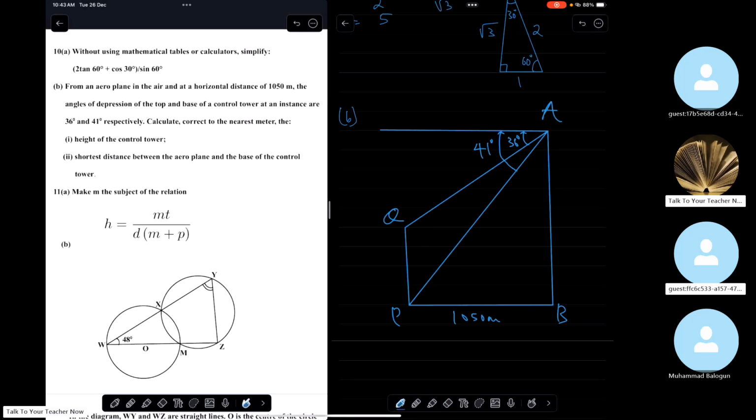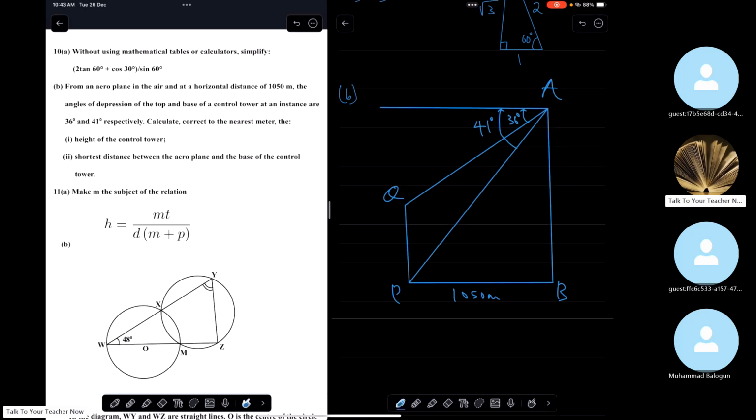Exactly. Now, there's another horizontal here. There's a horizontal here too. You can use broken lines if you want to. There's a horizontal here. Exactly. So you know that if this one is 36, then this will also be what?